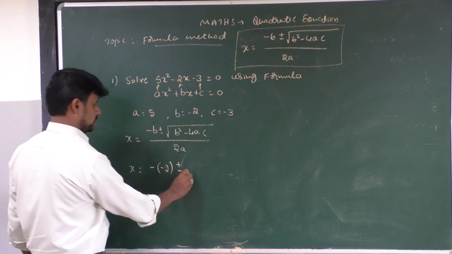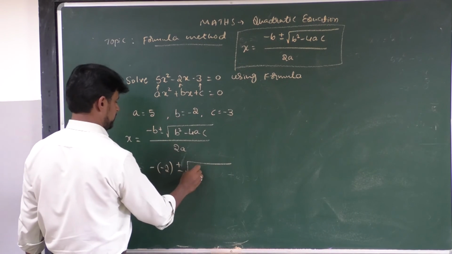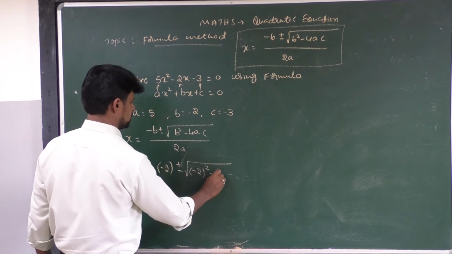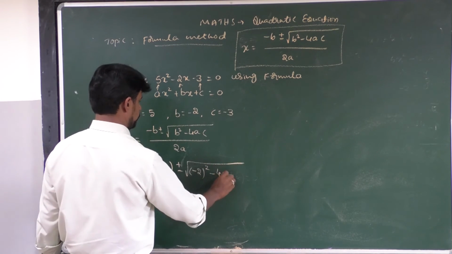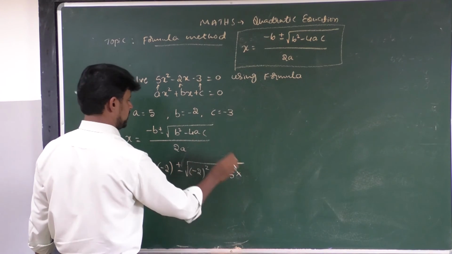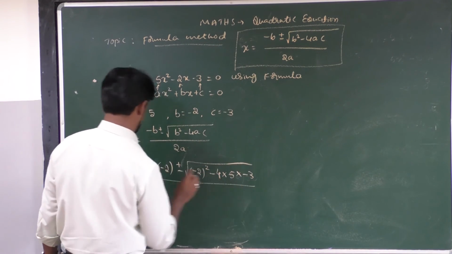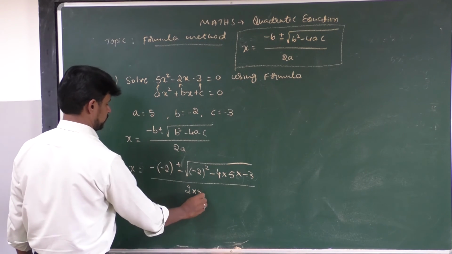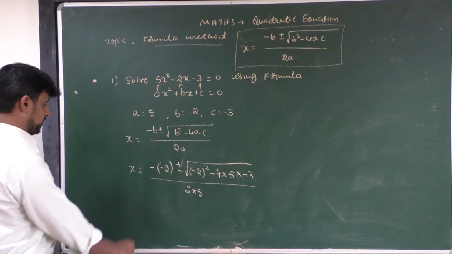Plus or minus square root of b squared. What is the value of b? Minus 2 whole squared. b squared minus 4 into what is the value of a? 5. Into what is the value of c? Minus 3, divided by 2a. 2 into what is the value of a? 5. 2 5s are 10. Okay. Then do the simplification.